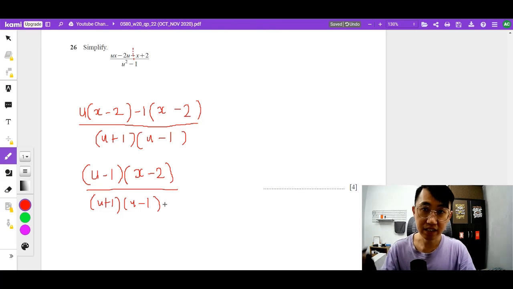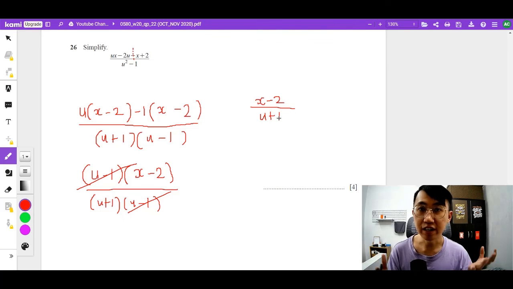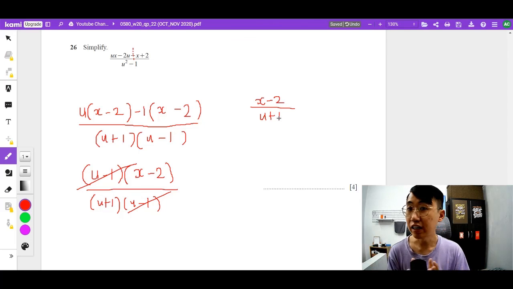What you can see in the next stage is these two can actually cancel off. So let's do that. Cancel off. And what is your remainder? You will actually get x minus 2 over u plus 1. You need to check, is there anything else that we need to simplify? If no, then this is the final answer. So x minus 2 over u plus 1.